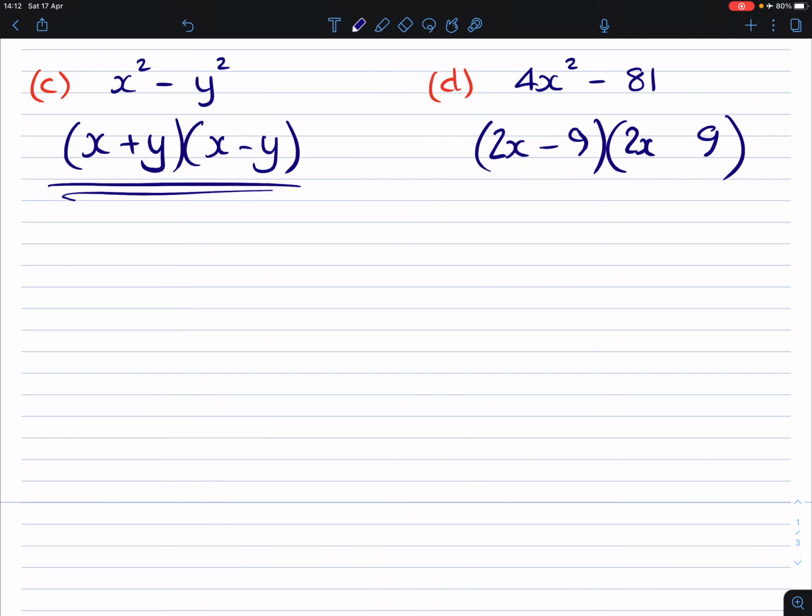Doesn't matter which way around we put the minus and the plus, by the way, so let me just even write that one the other way around. Won't make a difference.